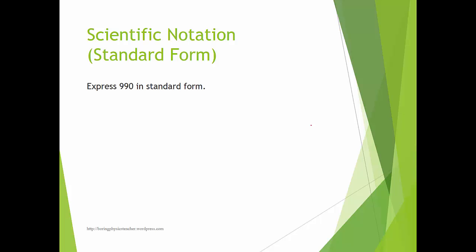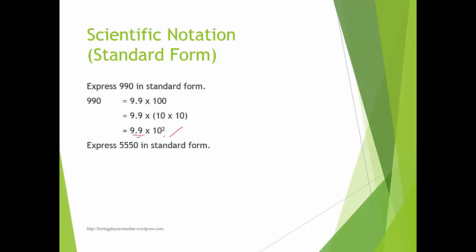If we want to express, let's say, 990 in standard form, we start with something simple. 990 is simply 9.9 times 100. 100 is 10 times 10, which means it's 10 squared. So this is the standard form. You find that it fulfills the criteria that the first number is between 1 and 10, and the power is a digit.